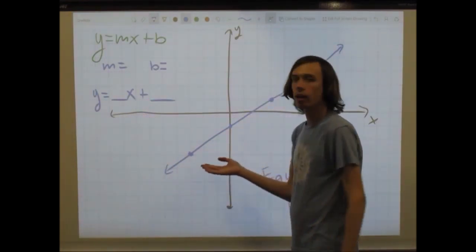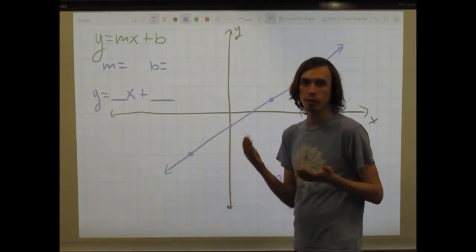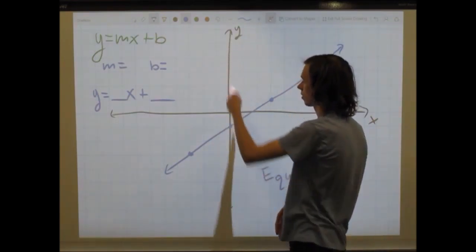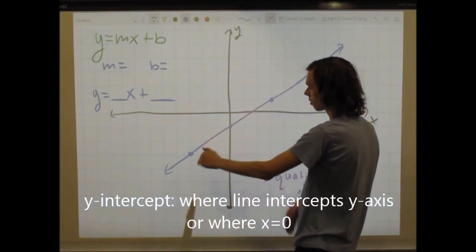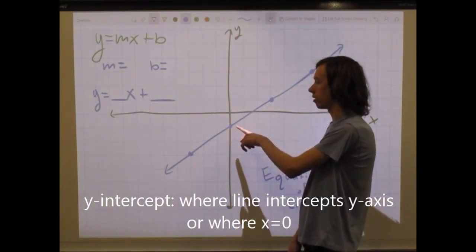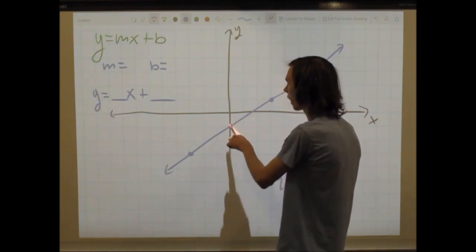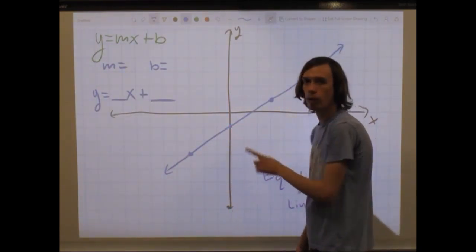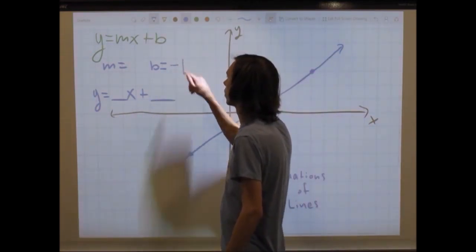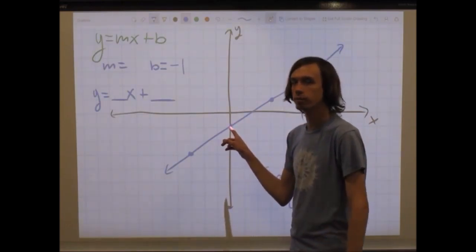Looking at this blue line here, remember the y-intercept is just wherever the line intercepts the y-axis. So here's our blue line, here's our y-axis. We can see that they intercept each other right here. That's also where x equals 0, which is another way to think about it. So at the point (0, -1), that's our y-intercept. So our b value is just going to be negative 1, because this is at (0, -1).